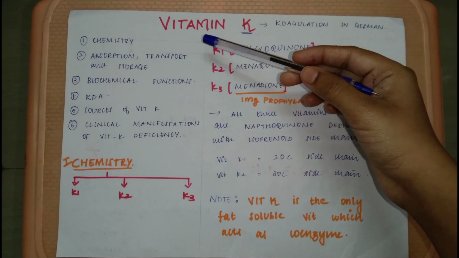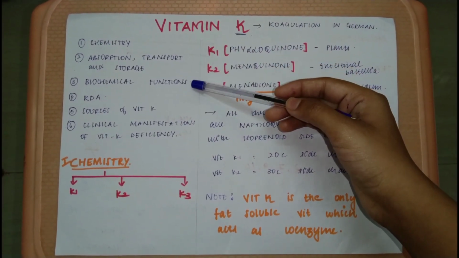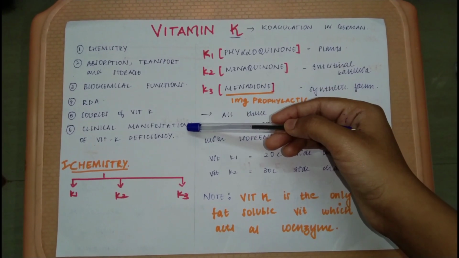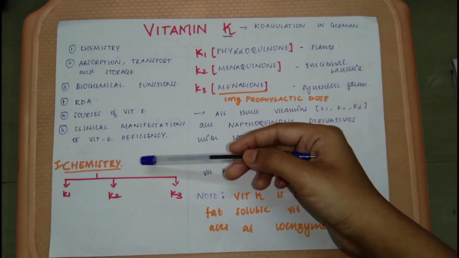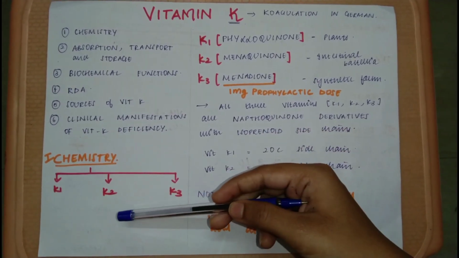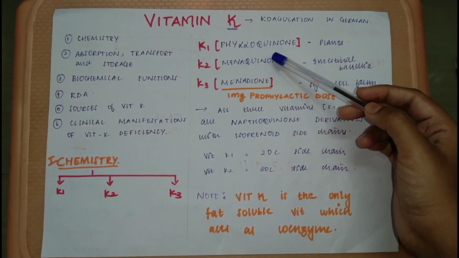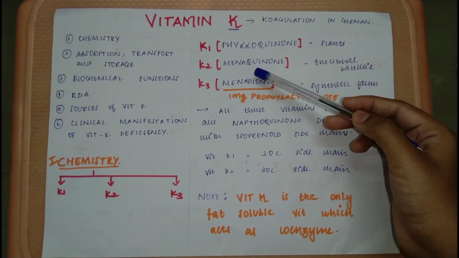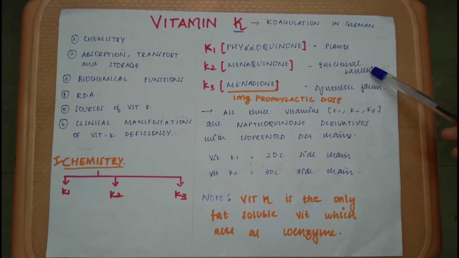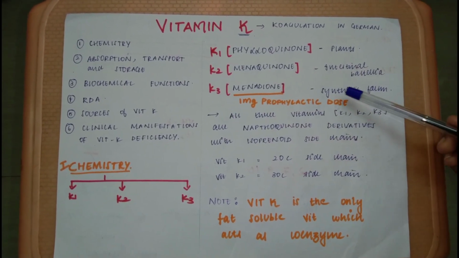First one is chemistry, followed by absorption, transport and storage, biochemical functions, RDA, sources of vitamin K, and finally its clinical manifestations. Moving on to its chemistry, vitamin K exists in three forms: K1, K2, K3. K1 is referred as phylloquinone and it is present in plants. K2 is known as menaquinone and it is synthesized by intestinal bacteria. K3 is known as menadione and it is a synthetic form.